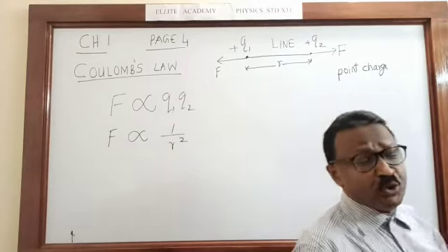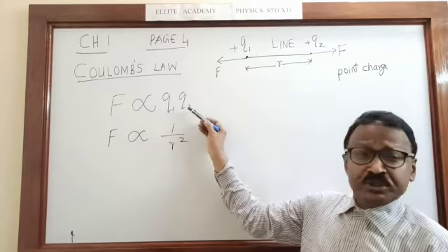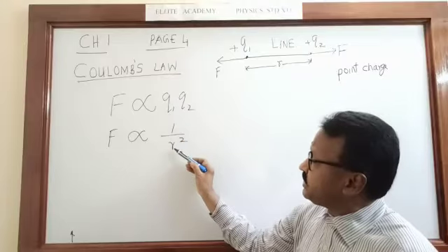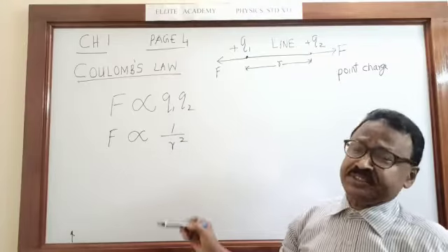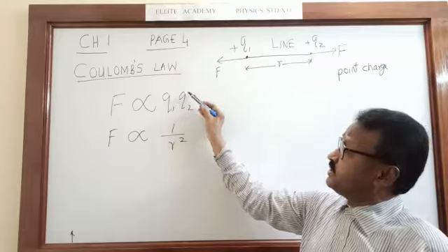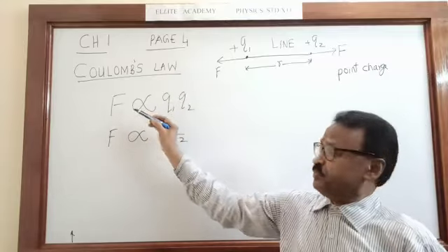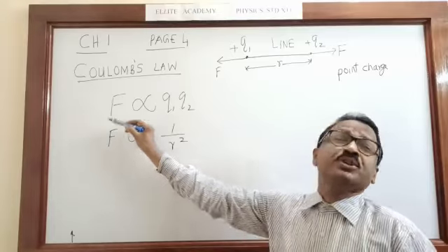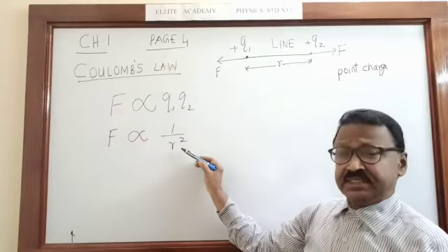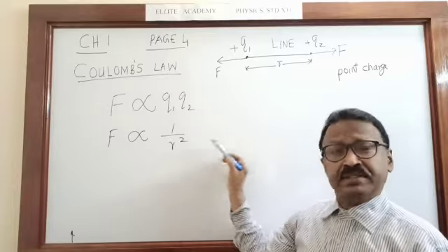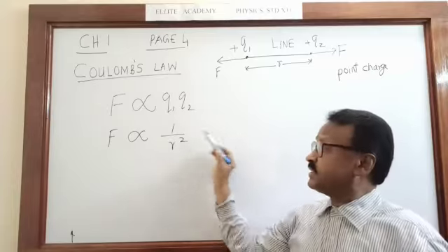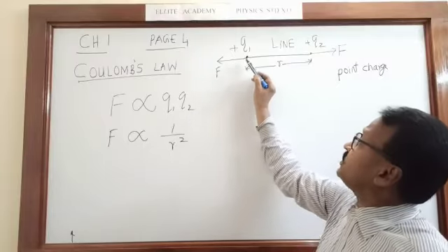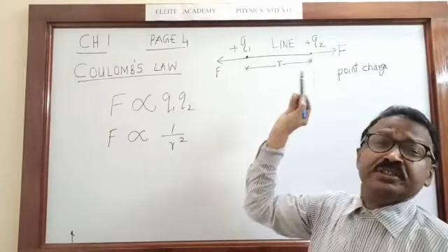So what are the two properties? The force is proportional to the product of the charges. Also it is inversely proportional to the square of the distance. That means if the charges are more, force will be more. If the distance is less, they are very close, then the force will be more. If the distance is large, r square will be still larger, force will be less. Then the force acts along the line joining the two.